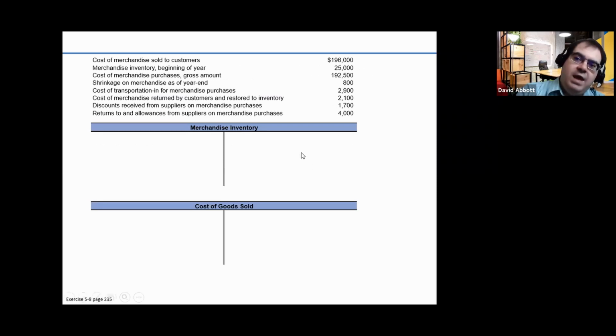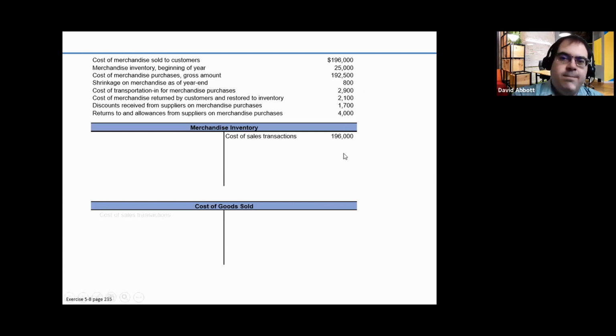So we see here that we have a merchandise inventory account, debit and credit, and cost of goods sold, debit and credit. So the first one is the cost of merchandise that was sold to our customers. And so that's 196,000. So we're going to put that on the credit side because ordinarily, if we're a business, we are adding to our inventory. Inventory is an asset, so we would normally debit it. But in this case, we're now taking that out of our inventory because we're selling it.